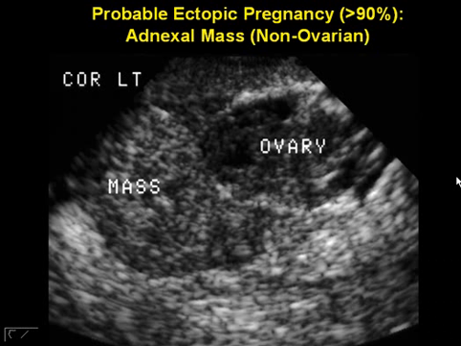This is another woman who came in as a rule-out ectopic. You can see here the ovary. There's a nondescript mass beside the ovary. Not a tubal ring appearance. It just looks like a solid mass. Since this woman came in with a positive pregnancy test and there was nothing in her uterus, and we're seeing this mass, and it's a non-ovarian mass, this indicates an over 90% chance of ectopic pregnancy. We're likely looking not at the ectopic itself, but the mass in this case is probably a hematoma from a bleeding ectopic pregnancy.